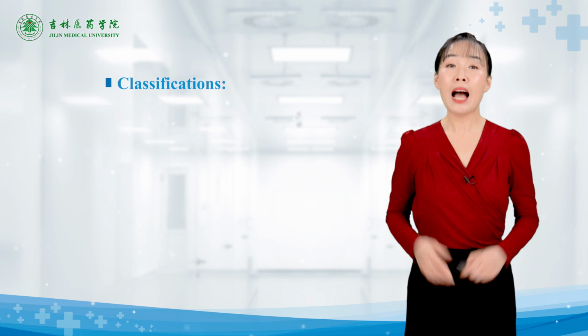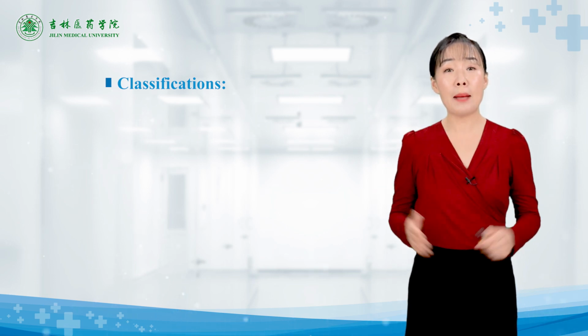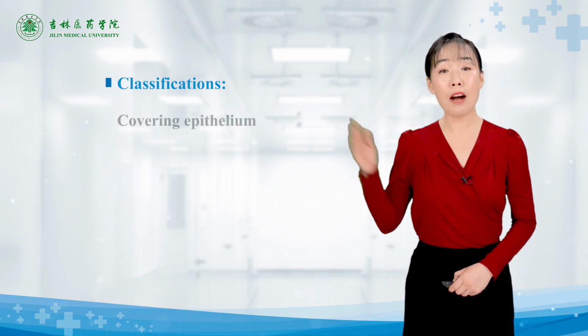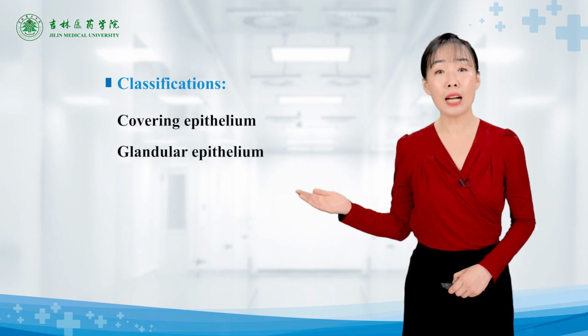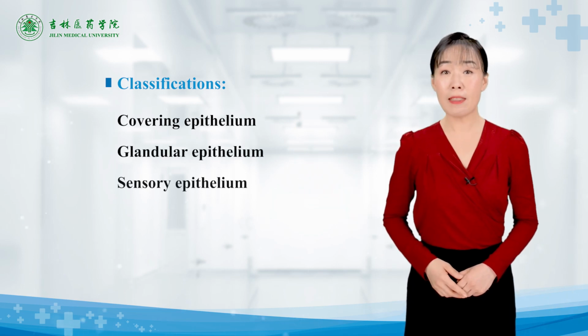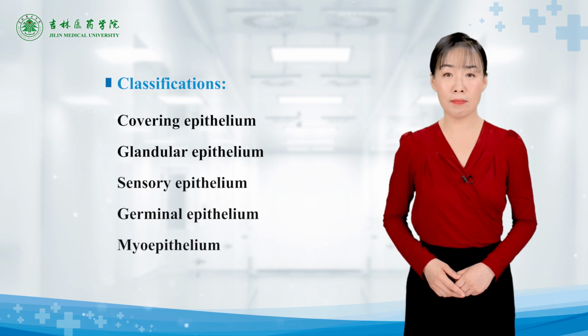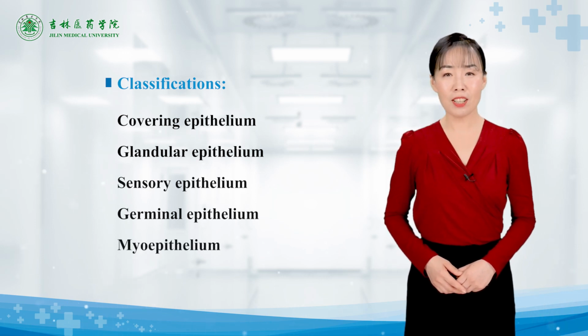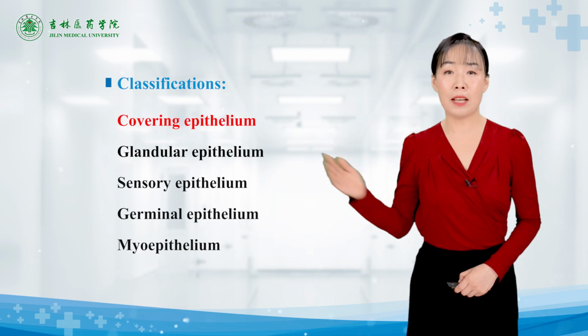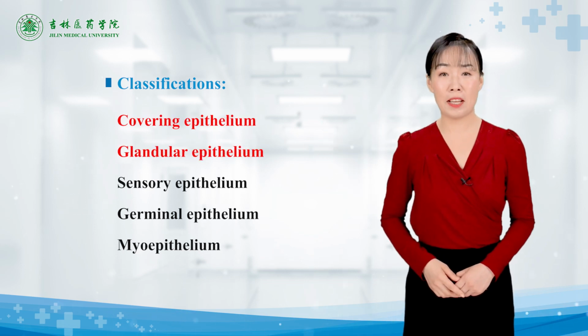Classifications. Epithelial tissue can be divided into covering epithelium, glandular epithelium, sensory epithelium, germinal epithelium, and myoepithelium. Here, we mainly focus on covering epithelium and glandular epithelium.